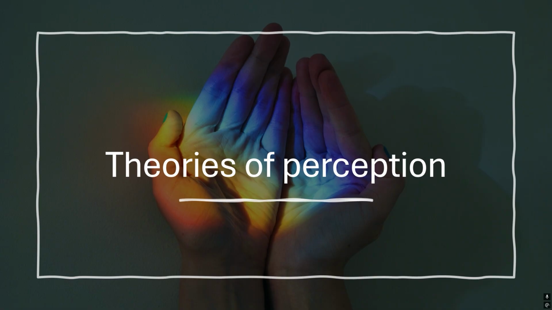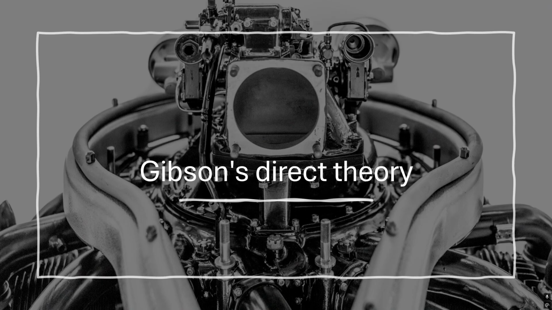Theories of perception. So now let's try and get an understanding of why our brains work out and see things the way that they do. Now these theories are massively important when it comes to you guys doing your GCSE exam, paper 1. So let's take a look.